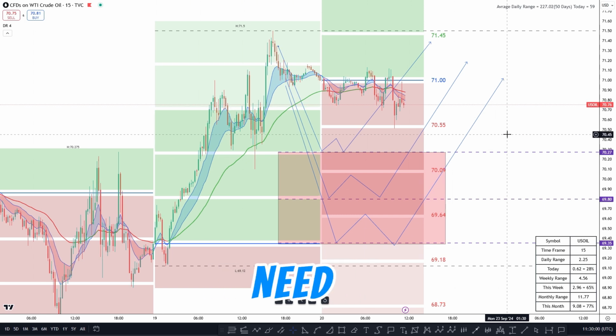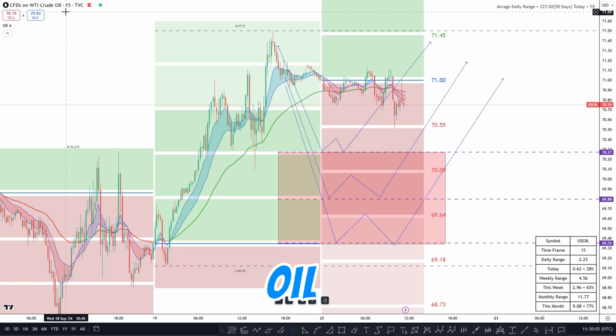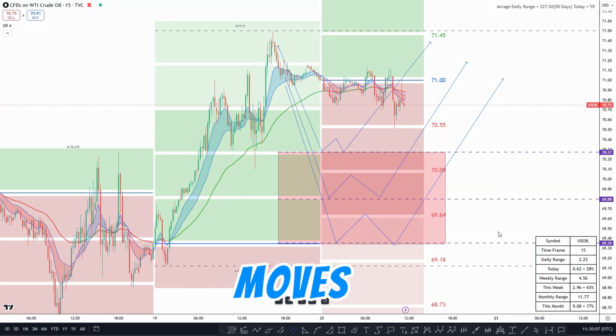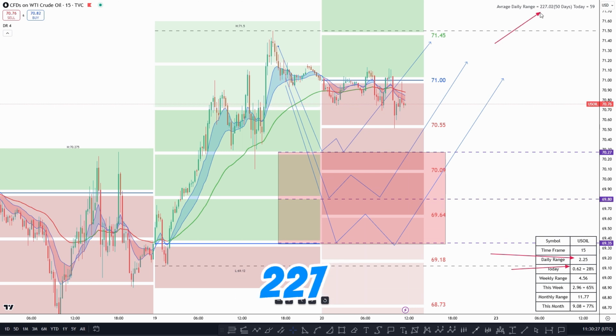First of all, what you need to learn about any asset, I have the oil in the 15-minute time frame, is the average daily range. On average, how much does the oil move? On average daily, it moves 225. Today, how much did it move? Only 62, or you can read it here. It moves 227 points, and today it moved around 60 points.